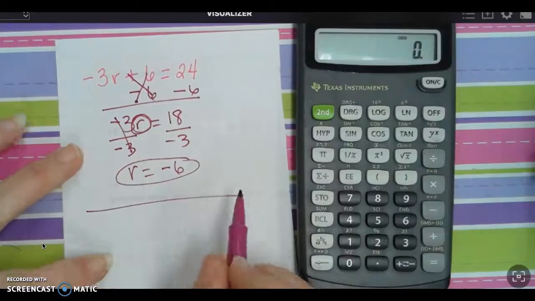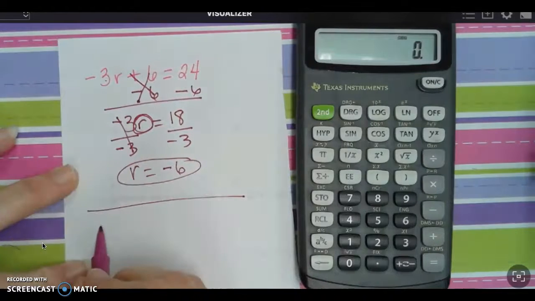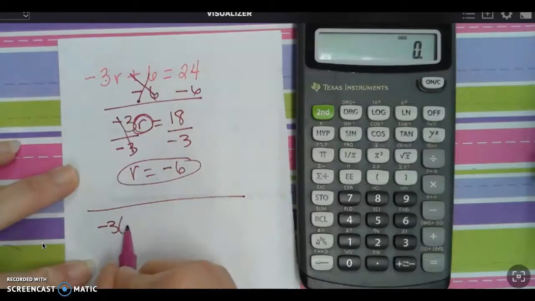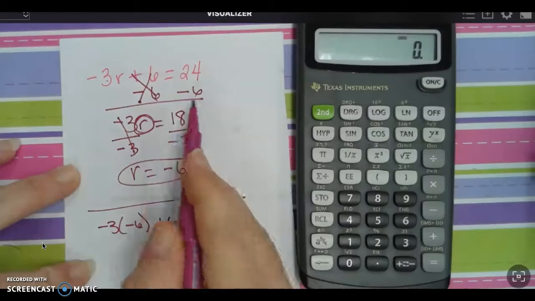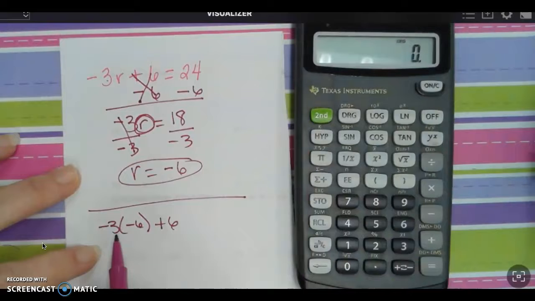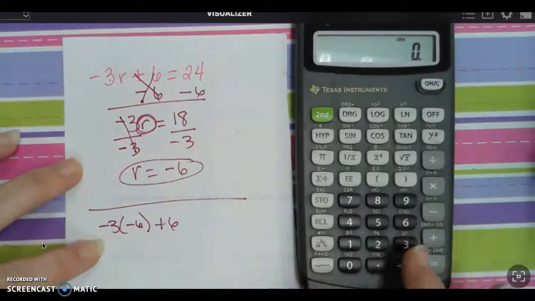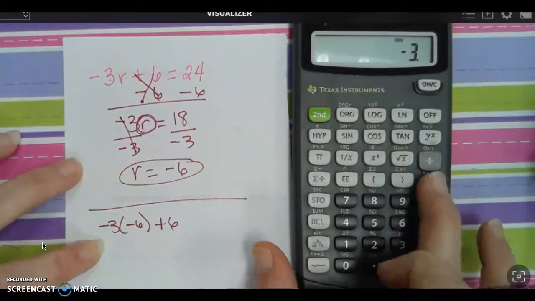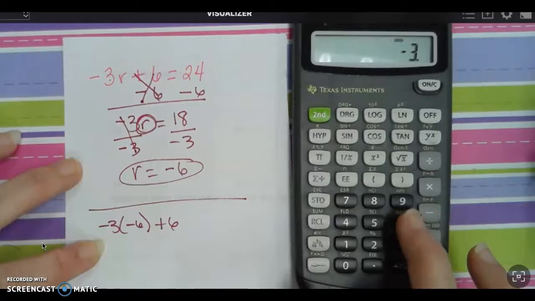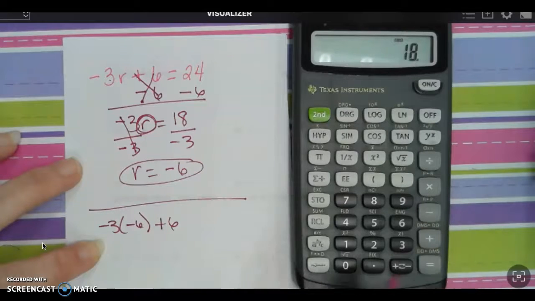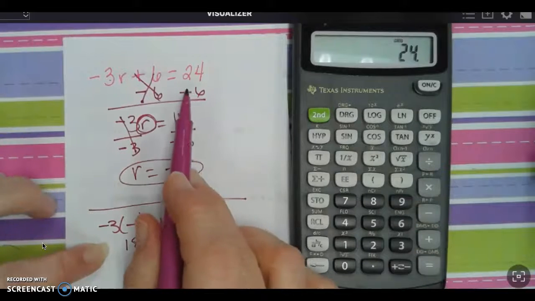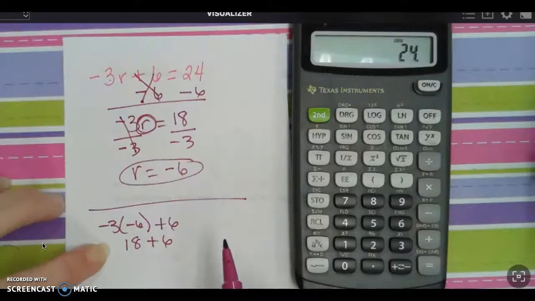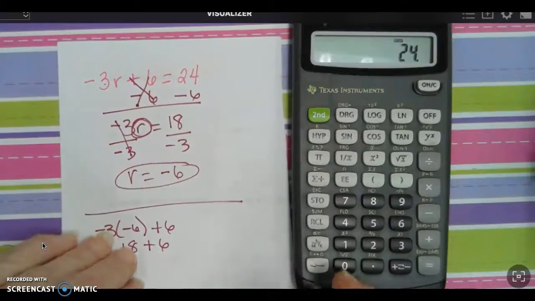So if we check it, we got negative 3 times negative 6 and then plus 6. I hope that gives me 24. We should know in our head, if we do 3, make it negative, times 6, make it negative, a negative times a negative is a positive. It does give us positive 18 plus 6, and that 18 plus 6 does give us that 24 that we wanted, so we know that we got it right.